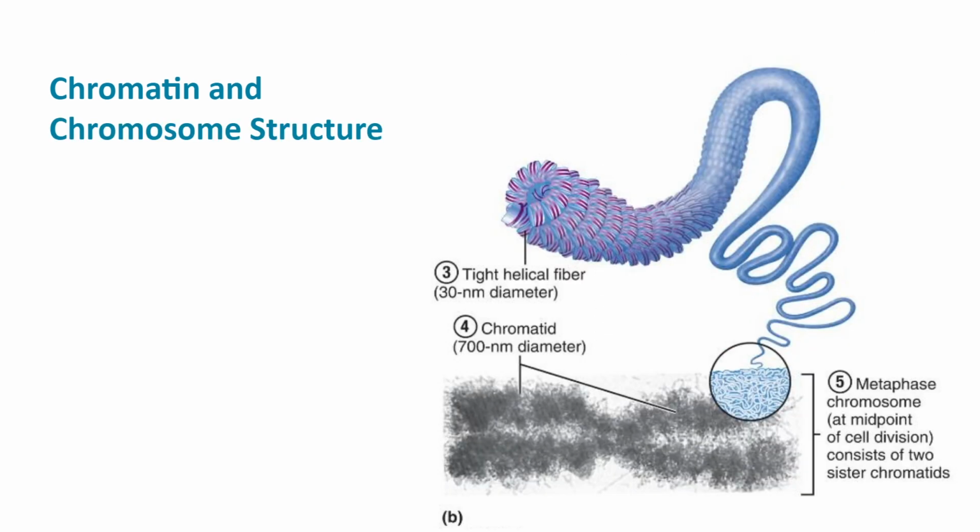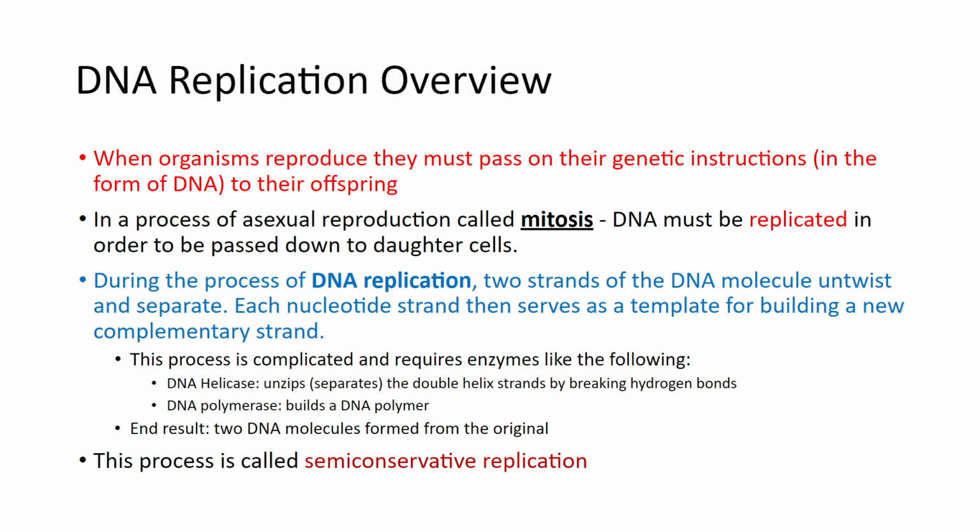But if we supercoil and condense chromatin, we can create a chromosome. A chromosome is condensed chromatin, and it's easier to move around. So when a cell divides, it actually turns its chromatin into chromosomes. So let's next look at DNA replication.